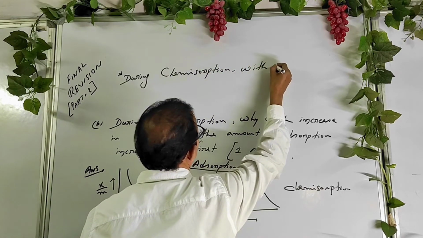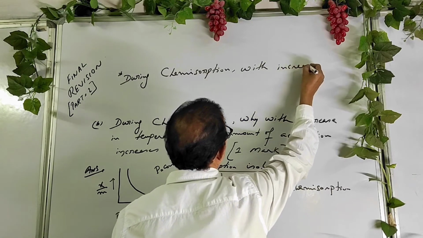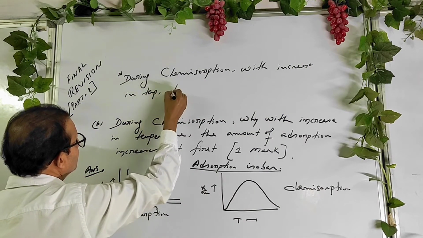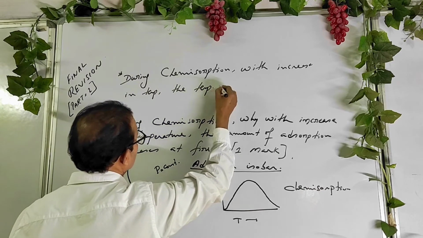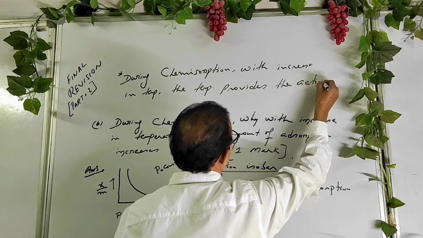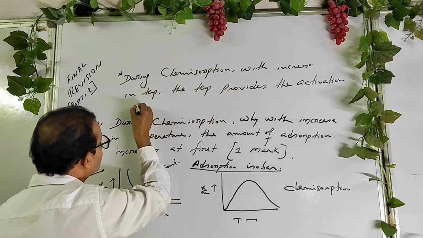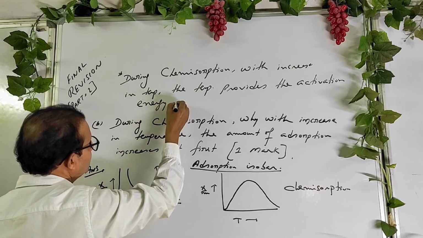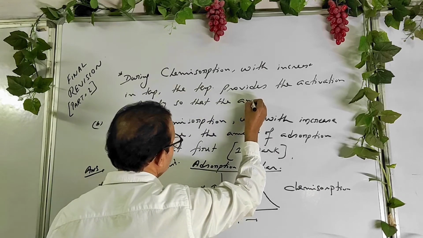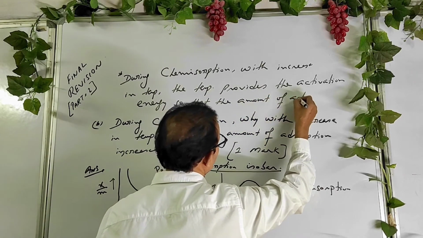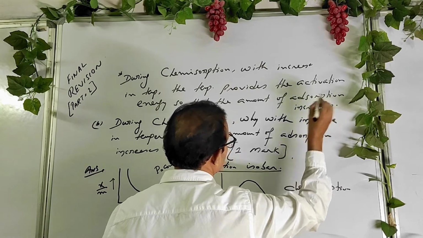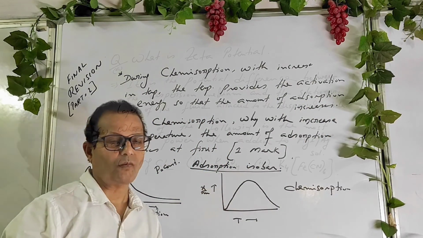So this is the actual answer: during chemisorption, with increase in temperature, the temperature provides the activation energy so that the amount of adsorption increases. This is the answer, okay? See the question, okay?